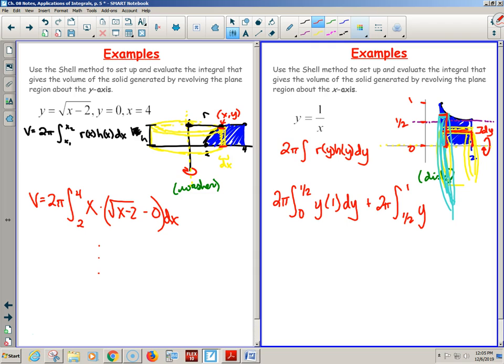What is it? Okay, this is this side. This side is x equals 1 over y, getting it in terms of y. But does it go all the way to the axis? Is it that entire x value, minus what's on the left?